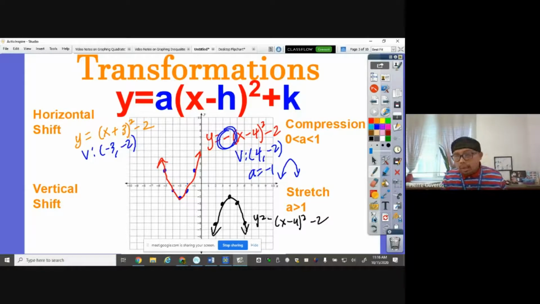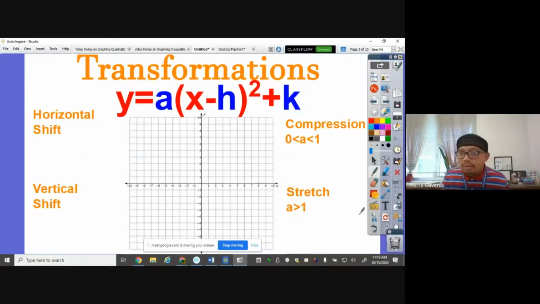All right. Now, what if we have a compression or stretch? Okay. Here's how I look at it. When the value of a is bigger than 1, you work harder. When you work harder, you go to the gym. That means you get a little skinnier. When you have less time going to the gym, from 0 to 1 hour, you probably get a little wider. That's just how I remember things.